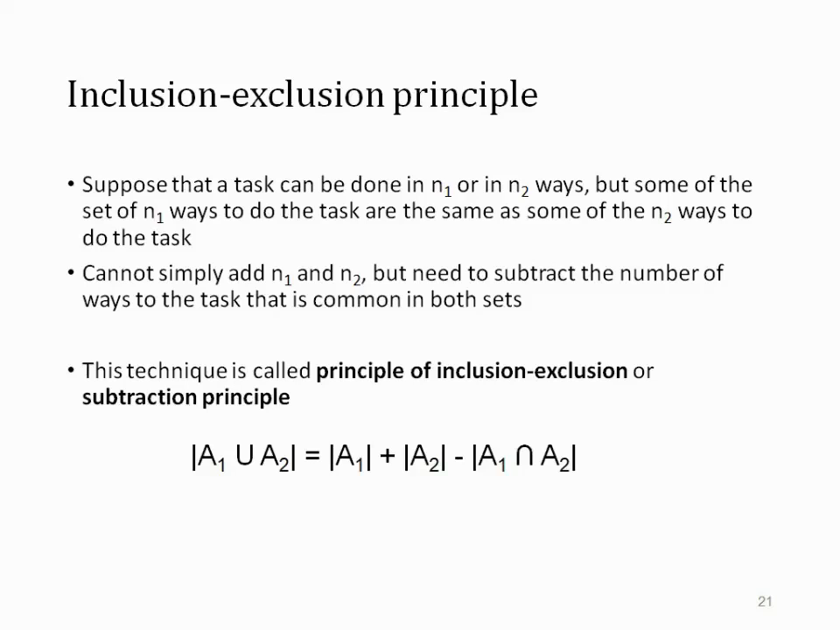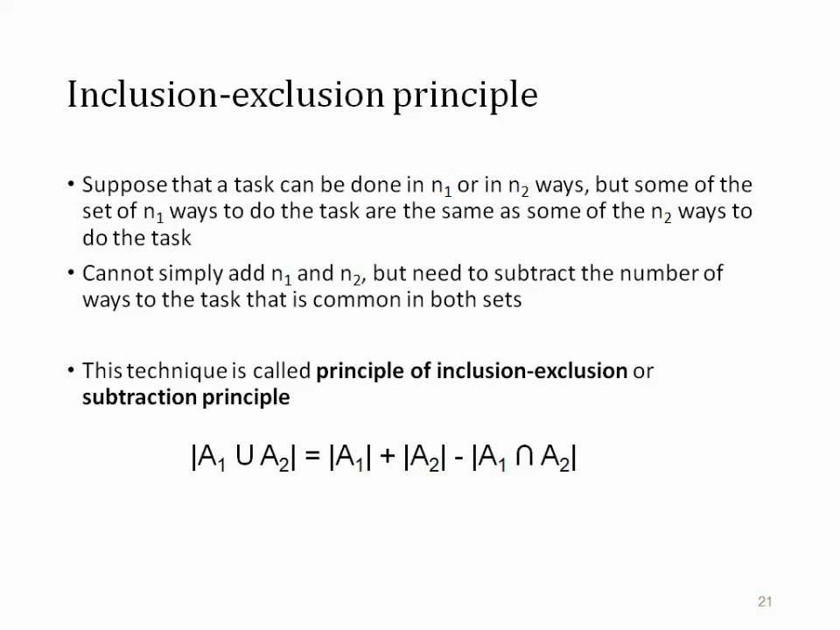So there is a commonality in doing task 1 and task 2. So we cannot add them directly. Instead, we add them and subtract the common ways. That is the concept here. This technique is called the principle of inclusion and exclusion, or the subtraction principle, which is called A1 union A2.